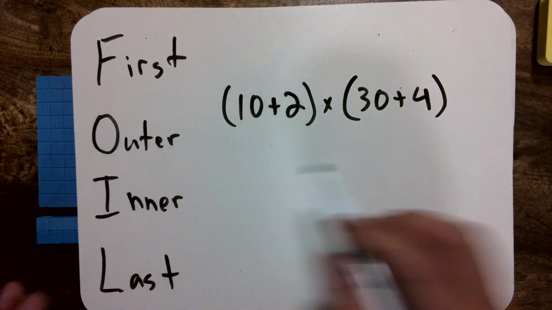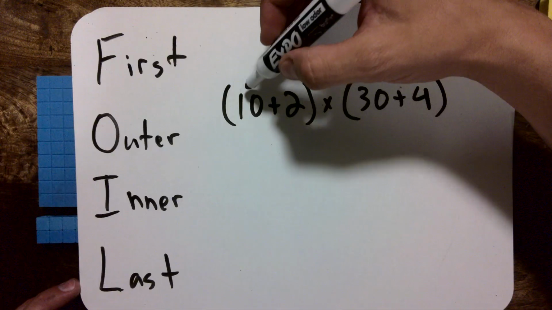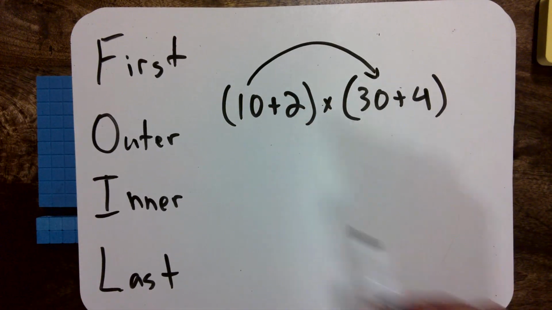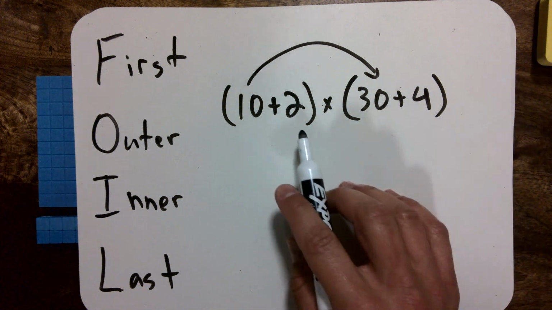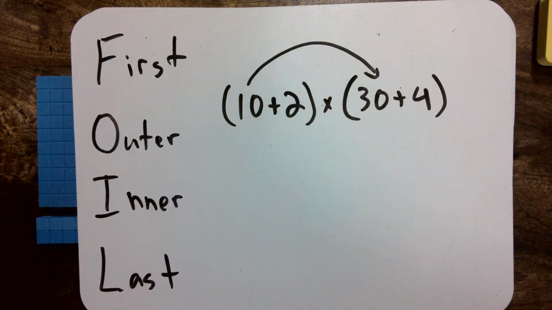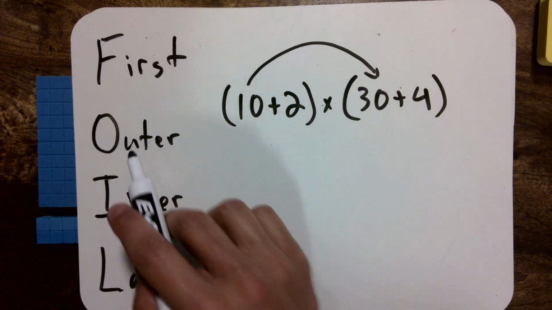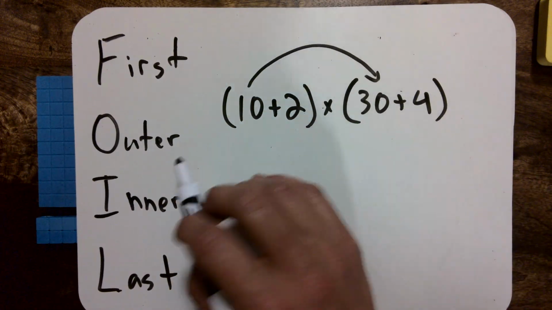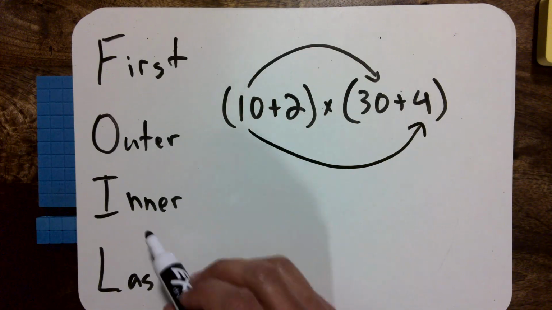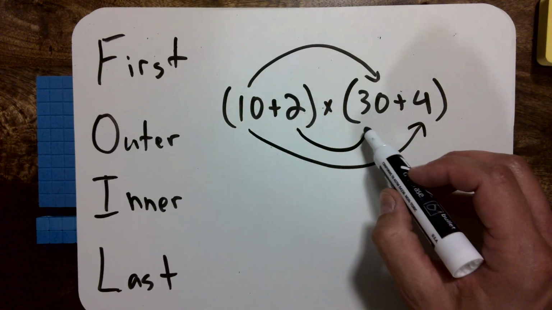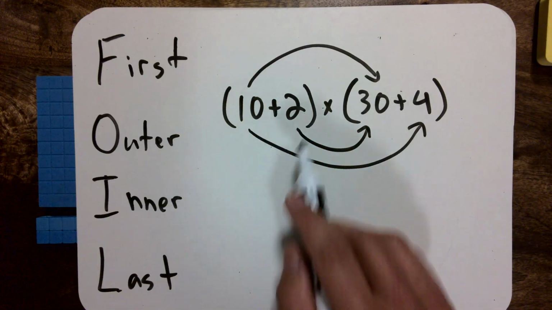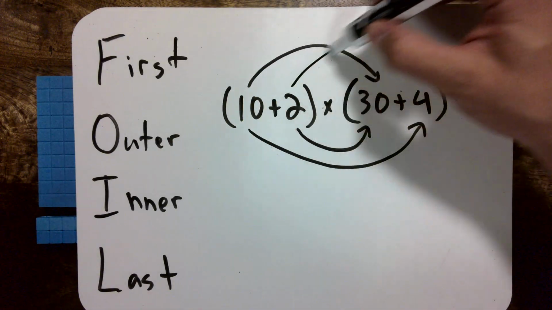Right, this FOIL strategy. The first is saying we multiply the first values in our two different grouping symbols here when they're multiplied together, so the 10 times 30. Outer is just the furthest left and the furthest right, the 10 times 4. Inner are these two on the inside, the innermost, and the last are the two last terms in each of the quantities.